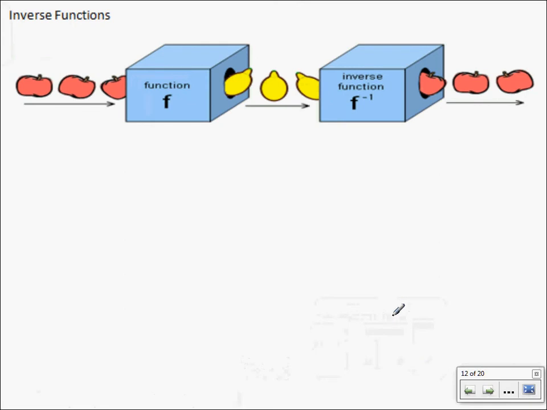Hello and welcome to inverse functions. This is a really fun diagram of what's going on. It looks like apples are going in for the function, and then an operation is happening that you get the inverse, and yet you can still get the opposite in the end once the inverse operation comes about.